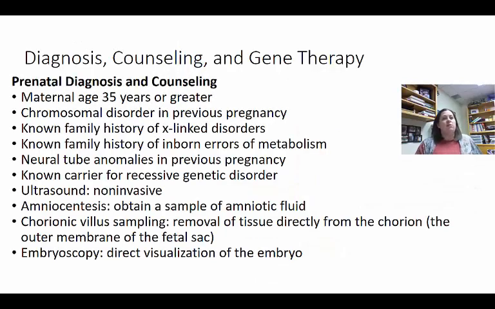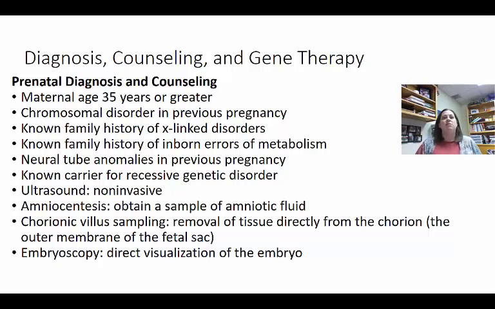Now, the last thing is going to be with diagnosing and counseling with these multifactorial types of disorders. It's important to look at the fact that maternal age does cause a higher risk. So normally at the age of 35 or greater, they'll start checking for more of this stuff because it does cause a higher risk. Chromosomal disorders in previous pregnancies also put a higher risk for that pregnancy. A known family history of sex-linked disorders could potentially, again, put at a higher risk.